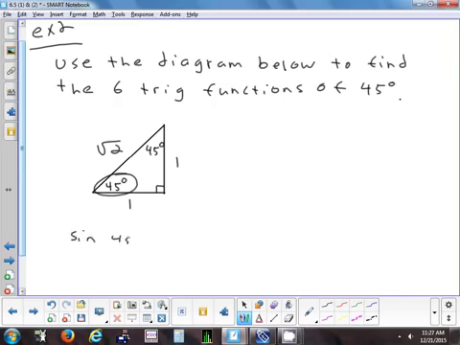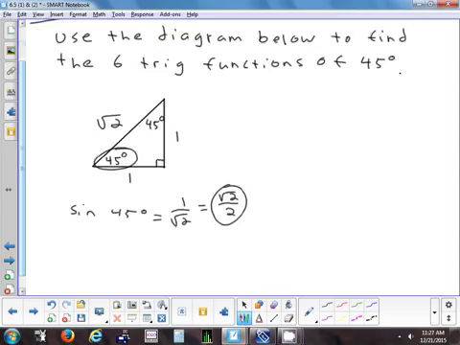So James, what's the sine of 45? Square root of 2 over 2. Yep. So you'd have square root of 2 over 2. No 2 in the top here. That's my sine. Nick, what about my cosine? Yeah, same thing. Since opposite and adjacent are the same, sine and cosine are the same.